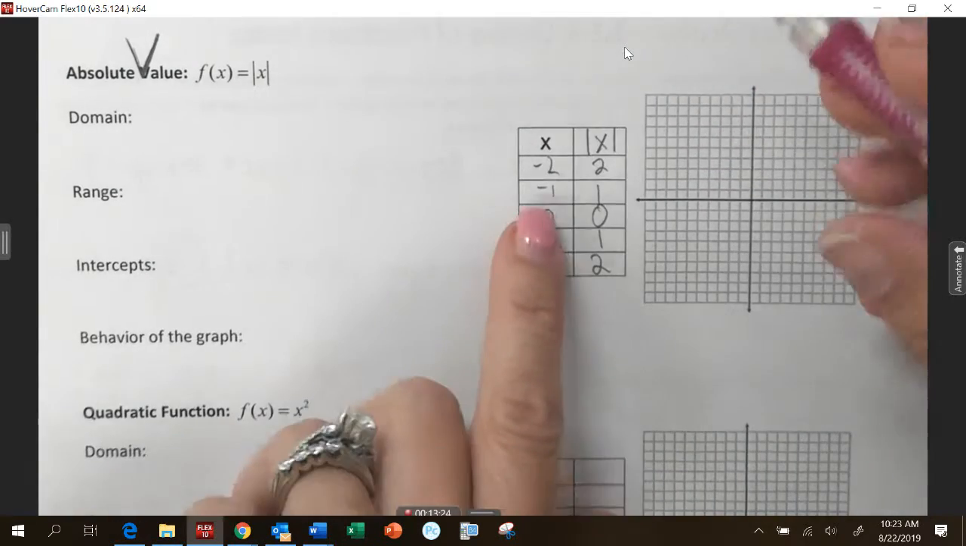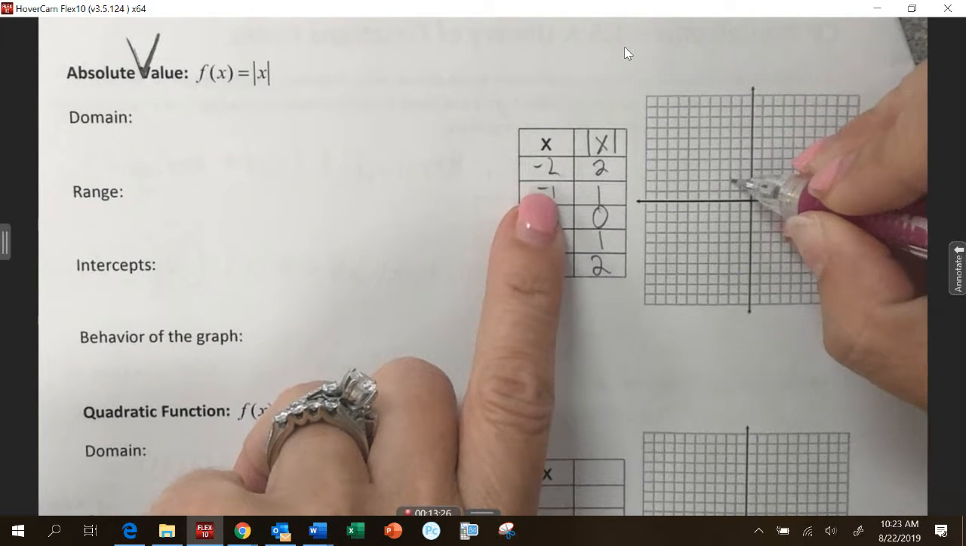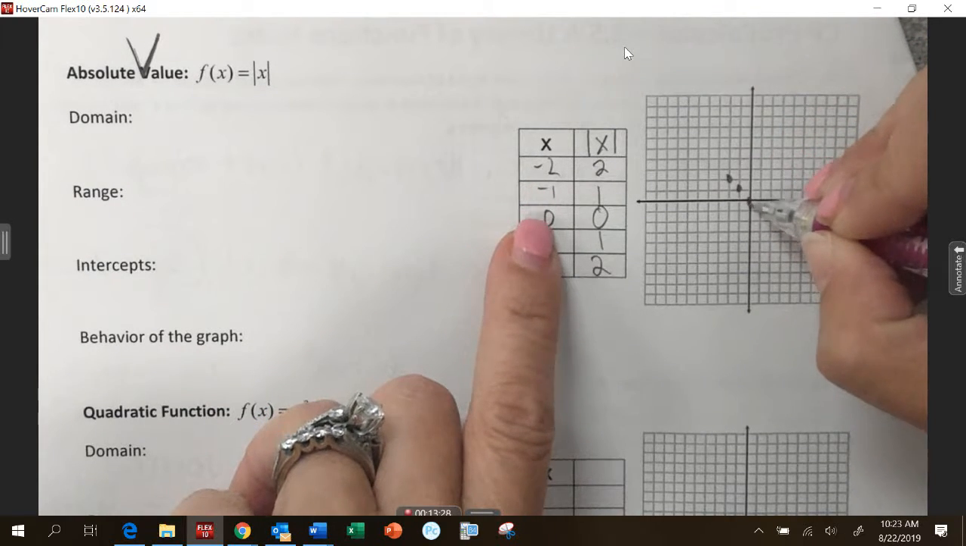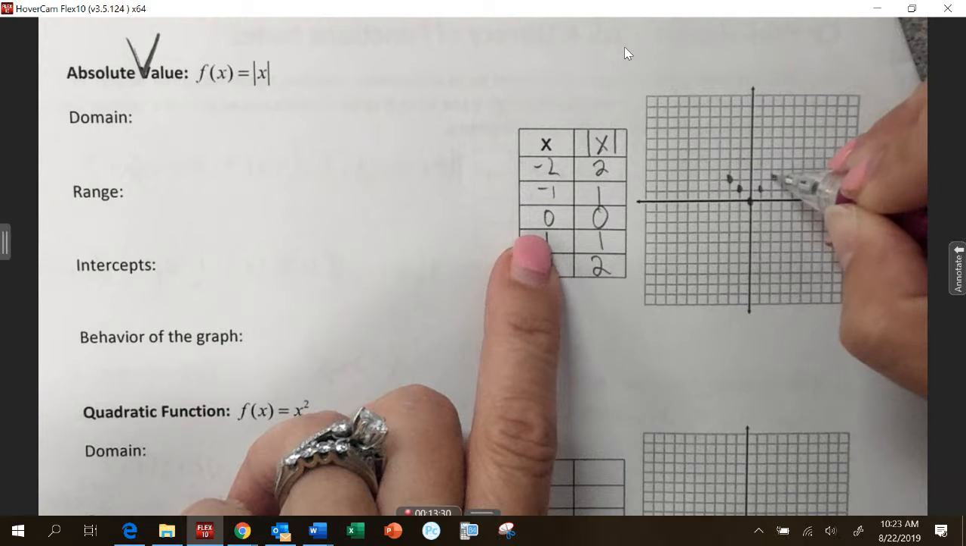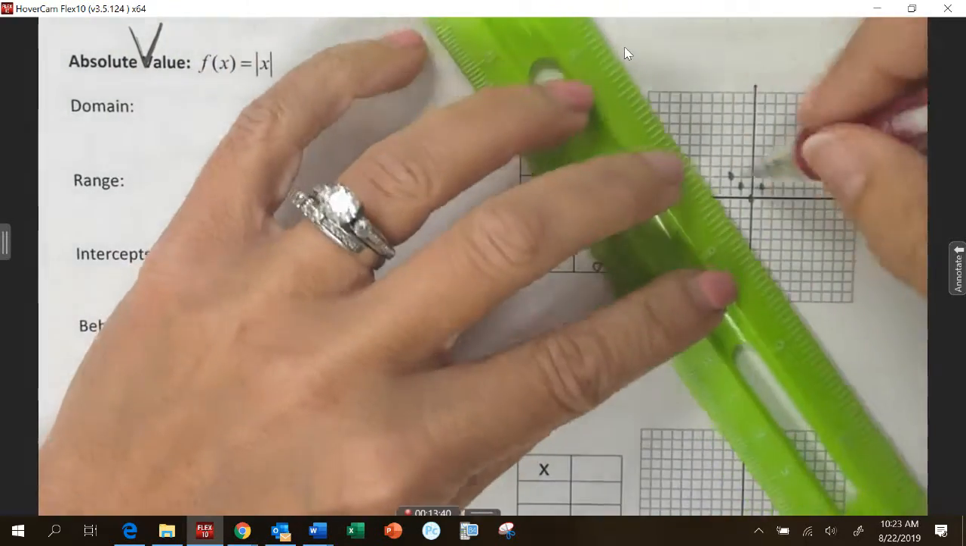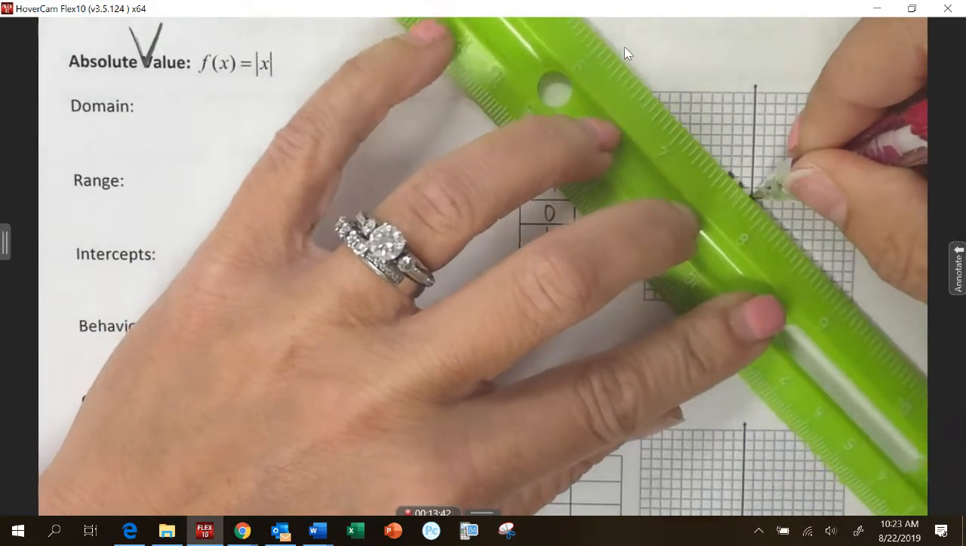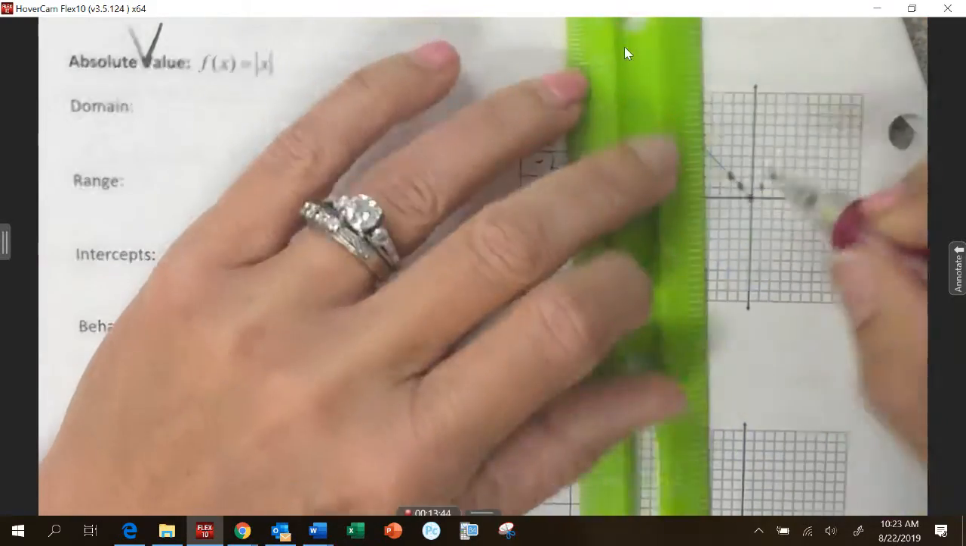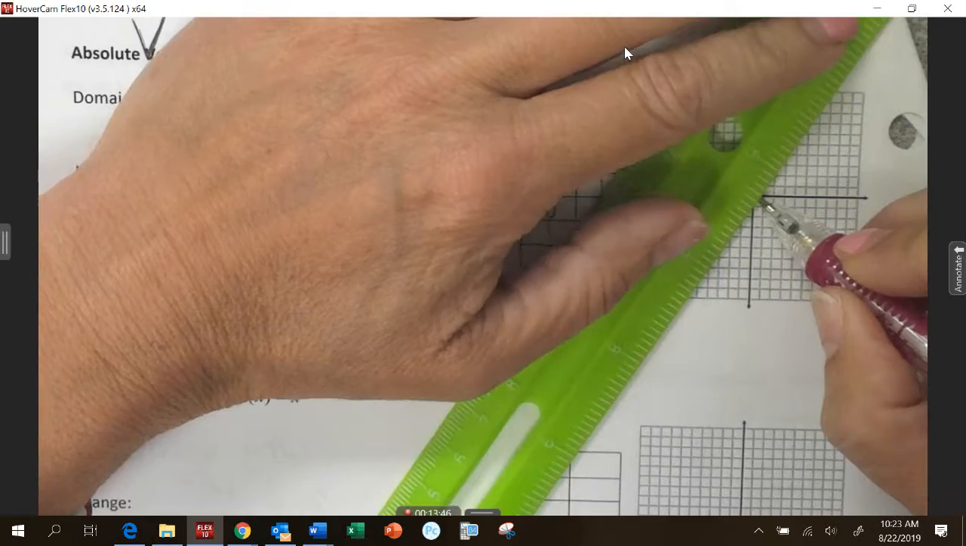So now we're going to graph that. Negative 2, 2. Negative 1, 1. 0, 0. 1, 1. 2, 2. Are those the only points on the graph? No, those are the points I chose. So now we need our straight edge to continue that pattern so I get all the points on the graph. I have straight edges. Anybody want one?